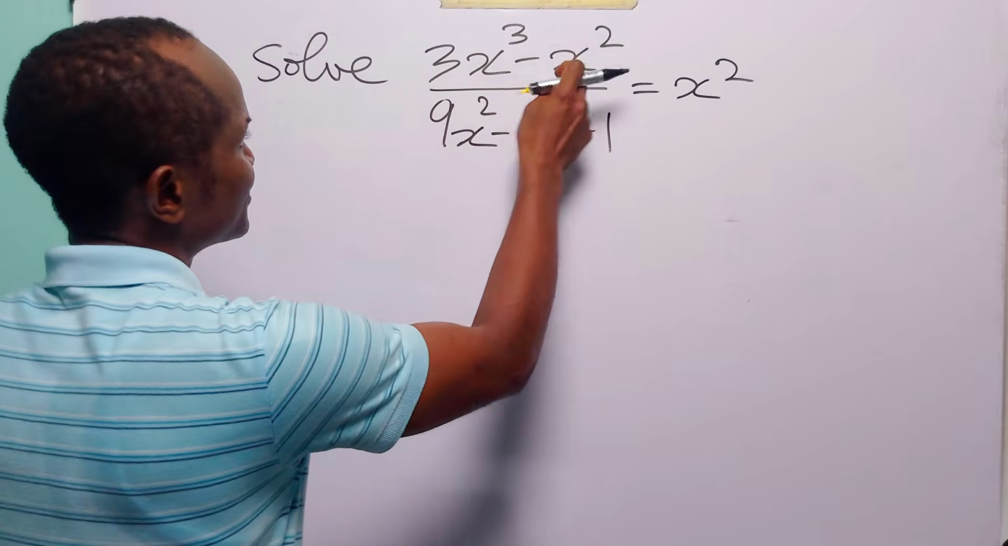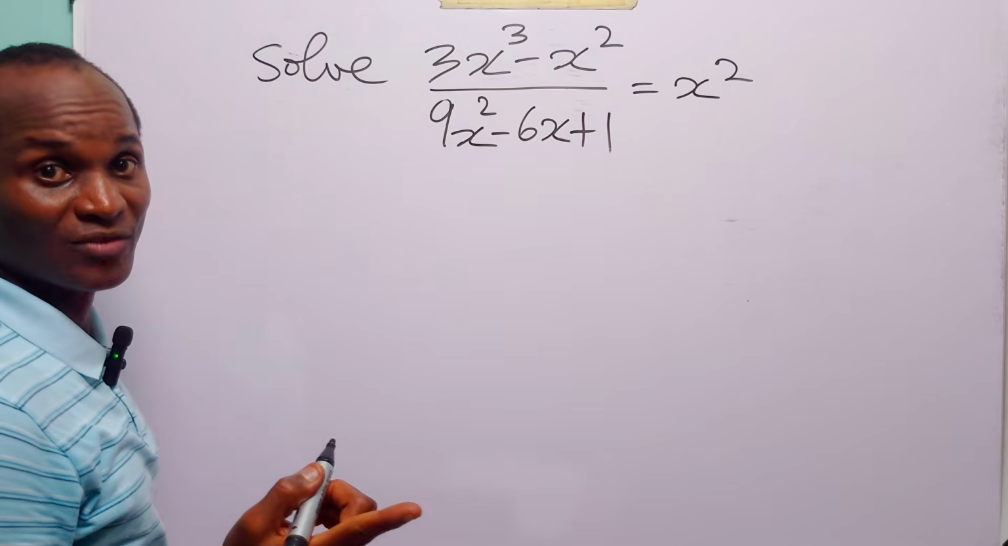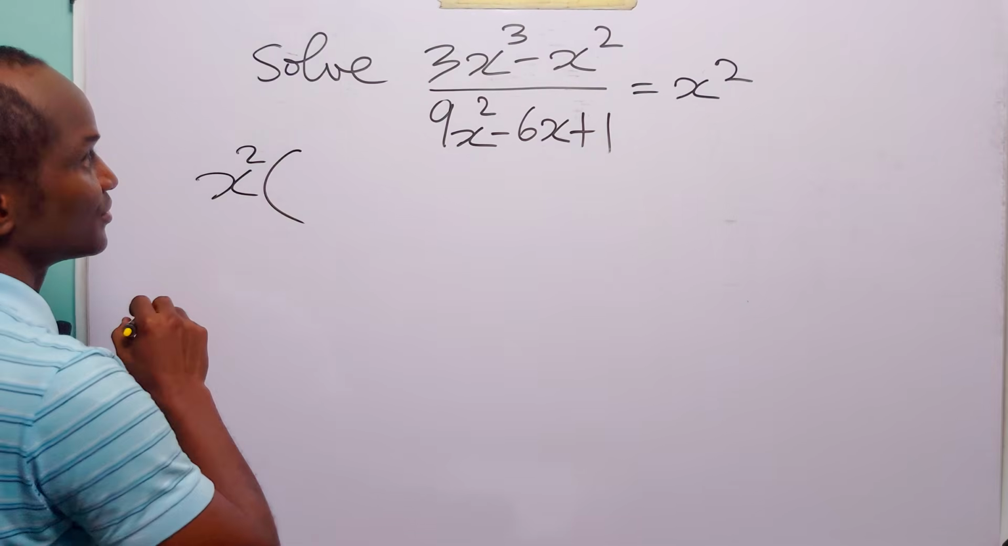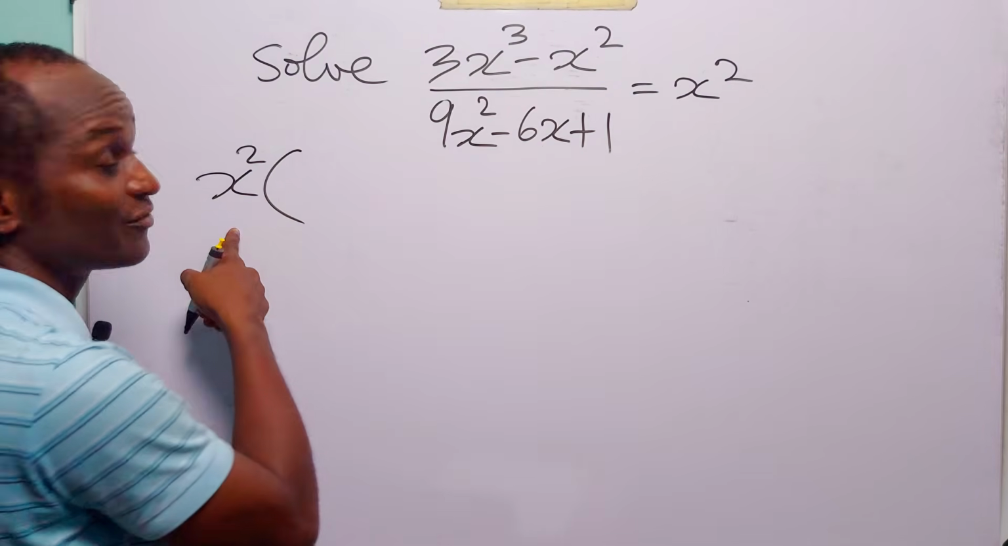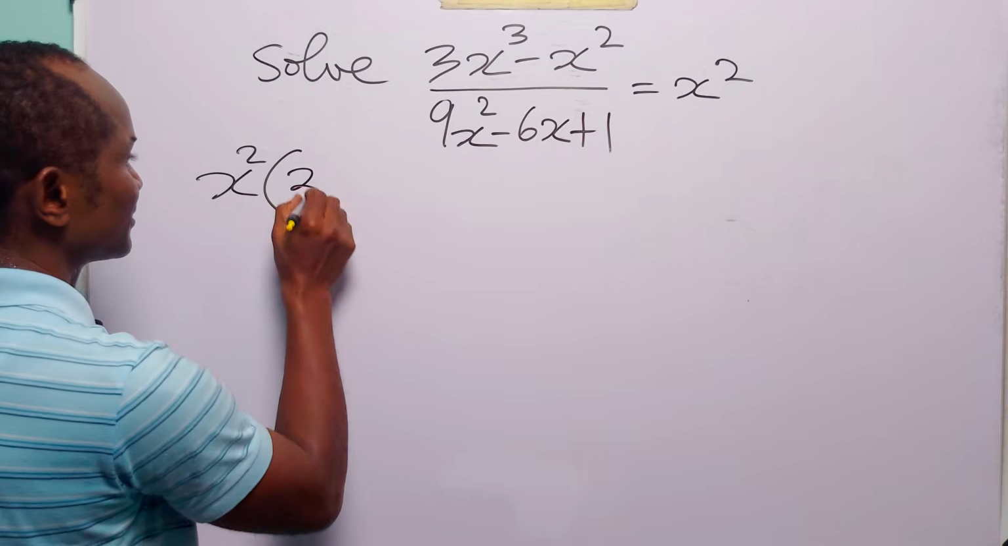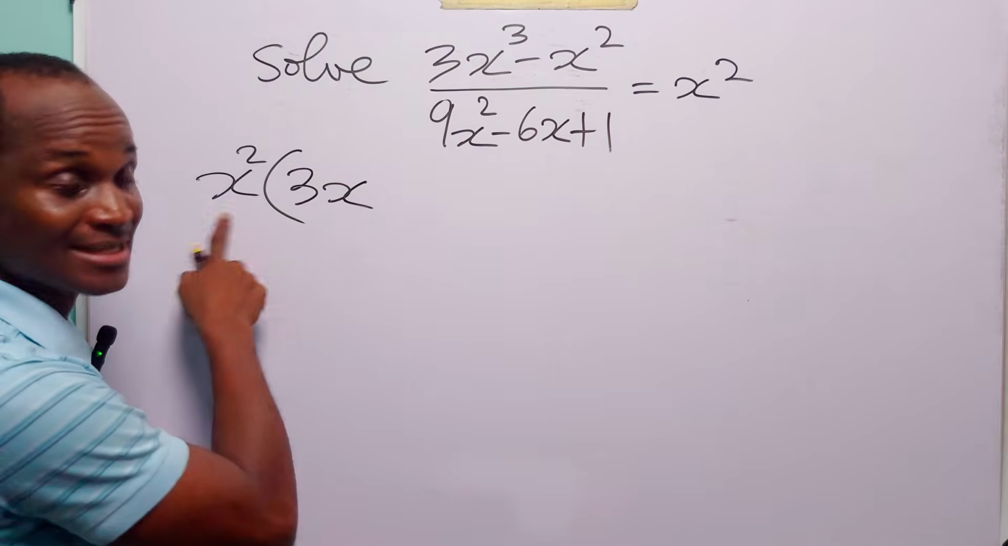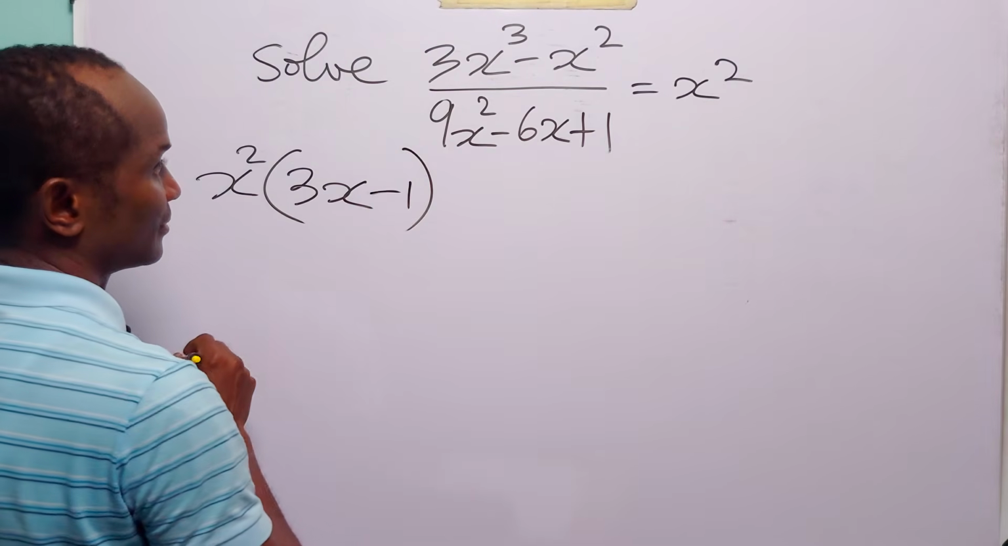Now, when you look at these two terms, you're going to see a common factor, x squared. So we have x squared times (3x cubed divided by x squared is 3x, and minus x squared divided by x squared is minus 1).